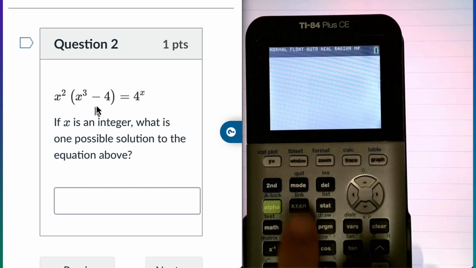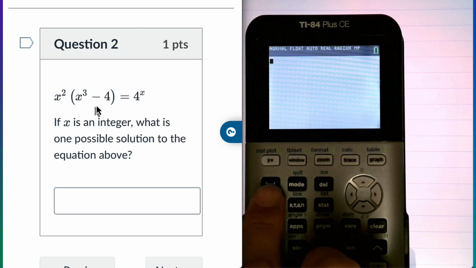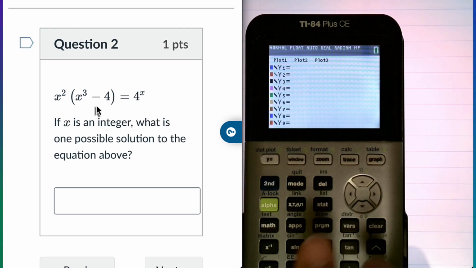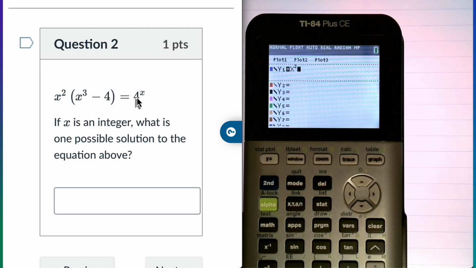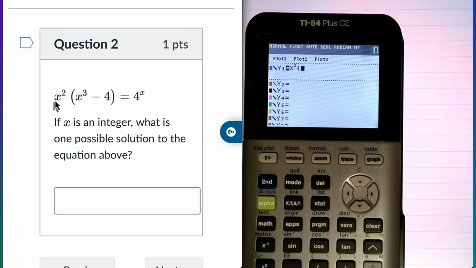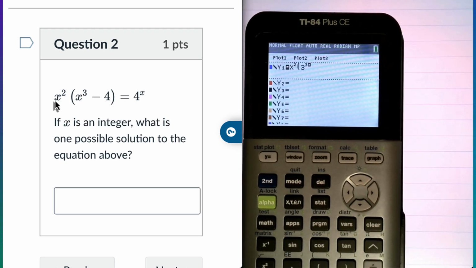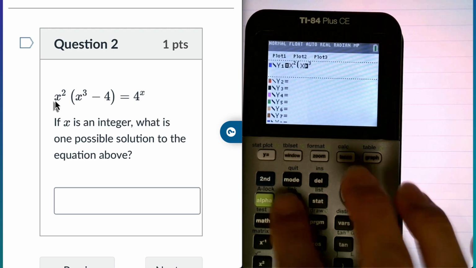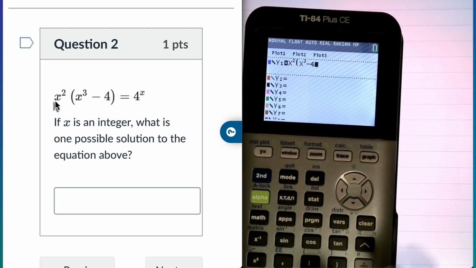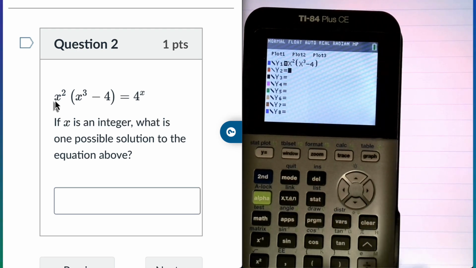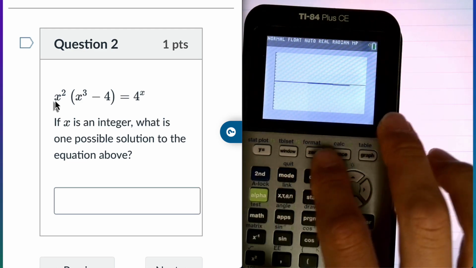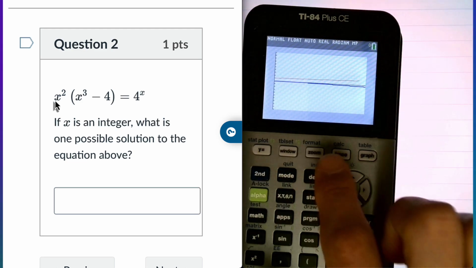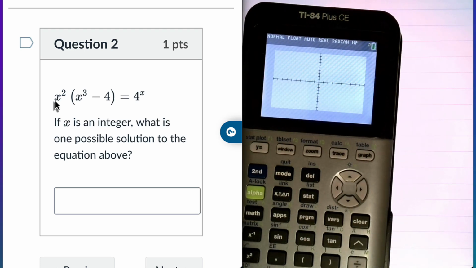So again, from the home setting, press y equals, and you're going to set it. It doesn't matter though. You can start with the 4 to the x, but I'm going to go with the left side on the y1. X squared, parentheses, x cubed. Oops, that's not right. X cubed minus 4. Okay, and then you can set 4 to the power of x. I taught another class, so I'm going to try the standard form.